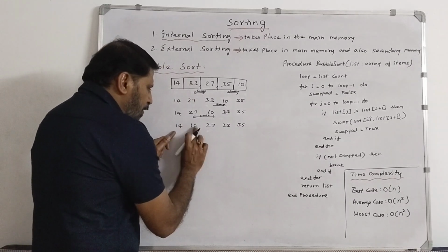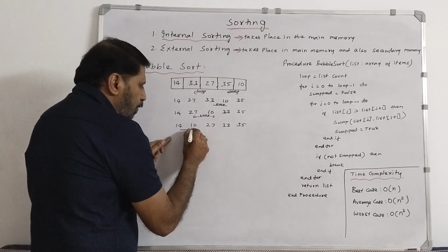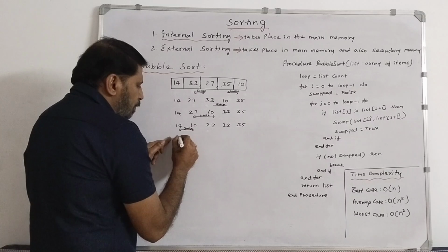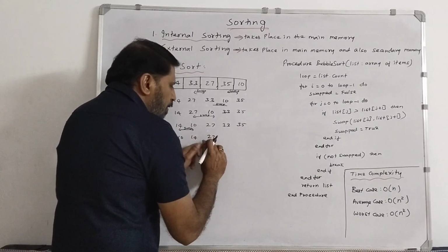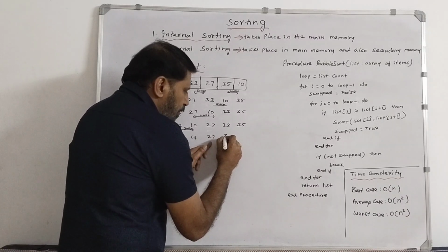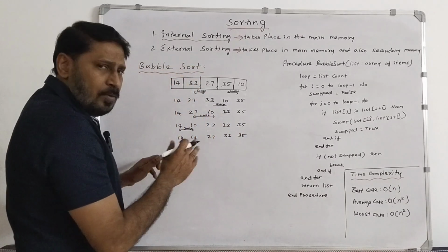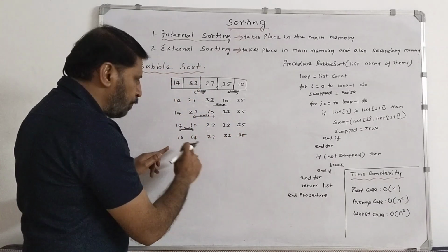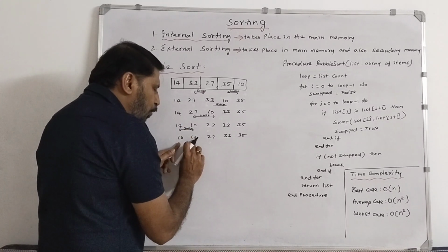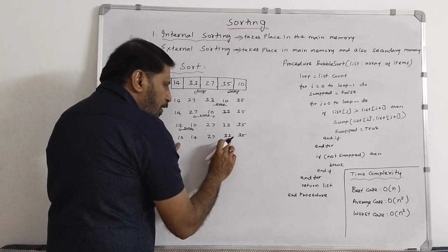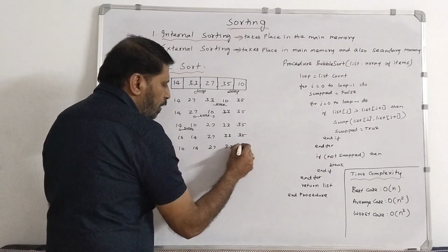Then once again we compare in the fourth iteration. 14 and 10 are compared, so we want to swap them: 10, 14. Then 14 and 27 are compared, 27 and 33 are compared, it is in order. 33 and 35 are compared. So now we have arranged all the numbers. Once again comparing 10, 14, 14, 27, 27, 33, 33, 35, we get 10, 14, 27, 33, 35.